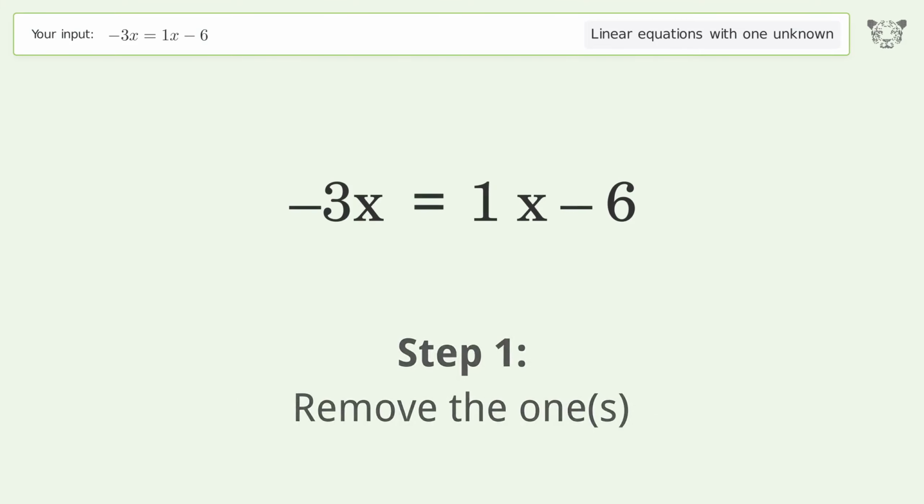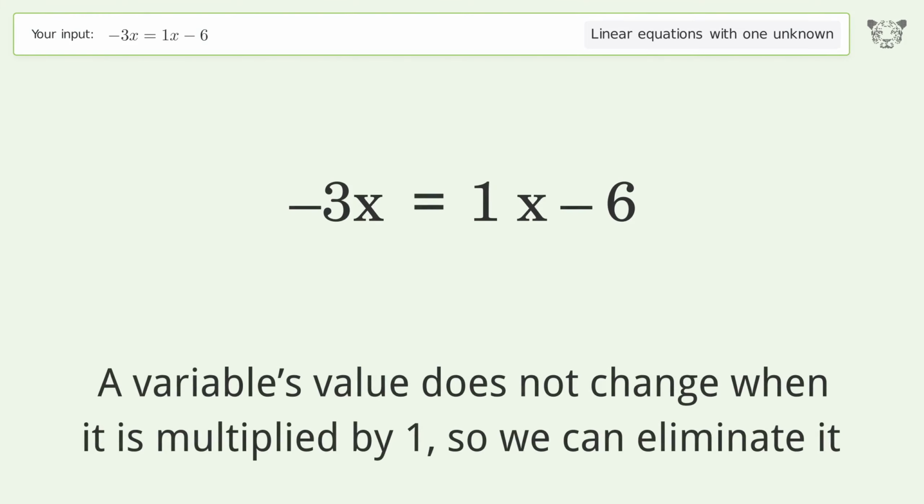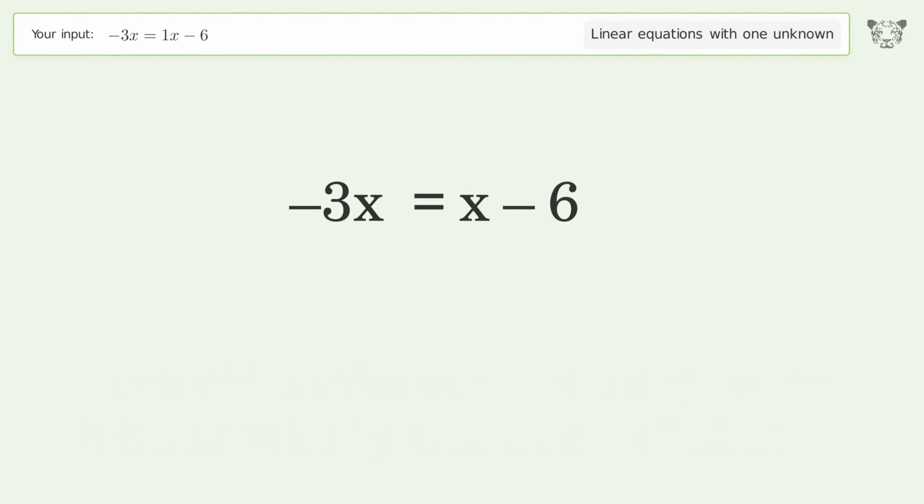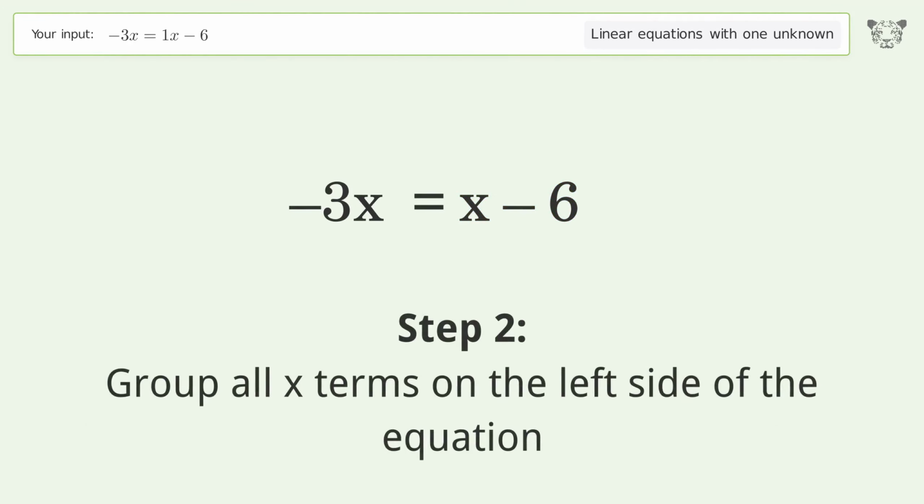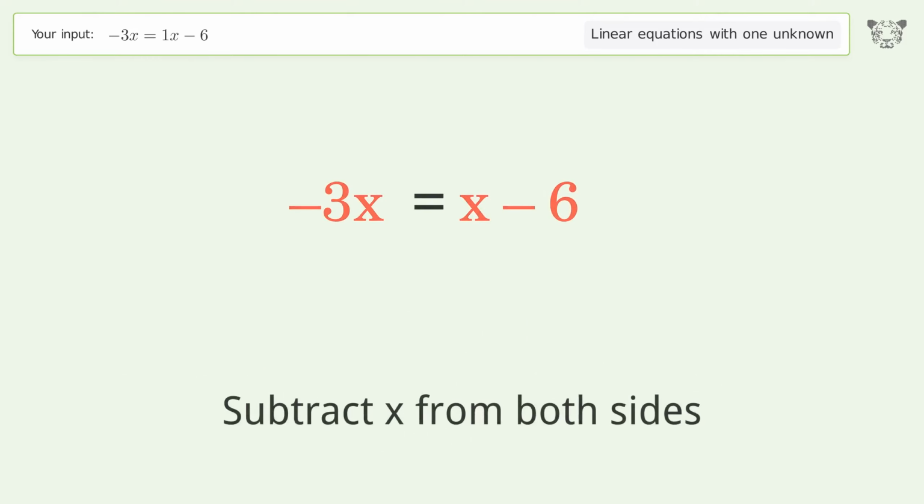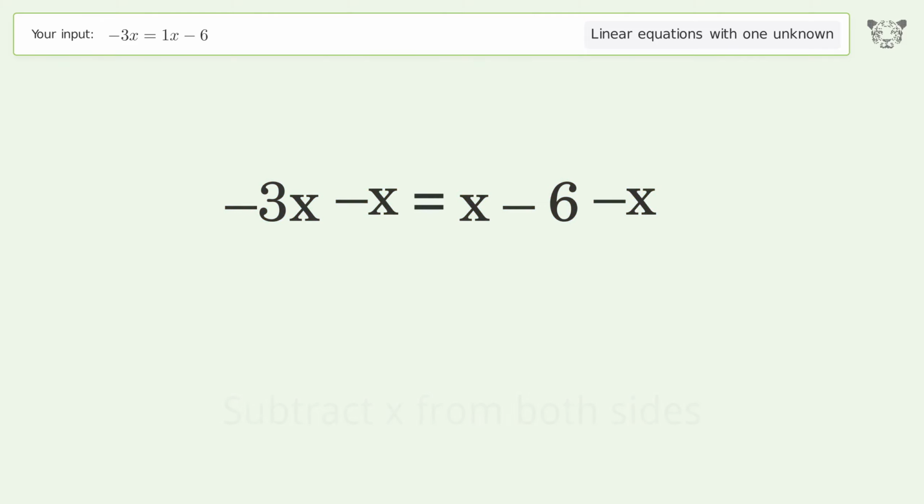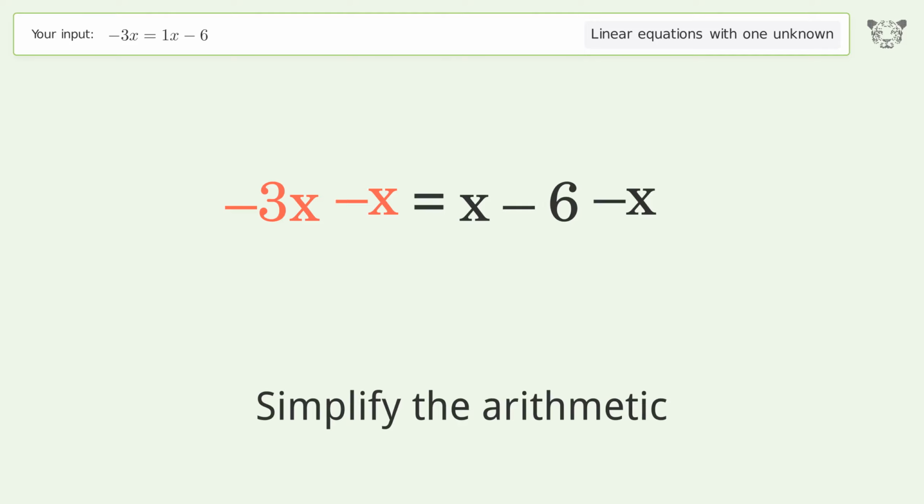Remove the ones. A variable's value does not change when it is multiplied by 1, so we can eliminate it. Group all x terms on the left side of the equation. Subtract x from both sides. Simplify the arithmetic.